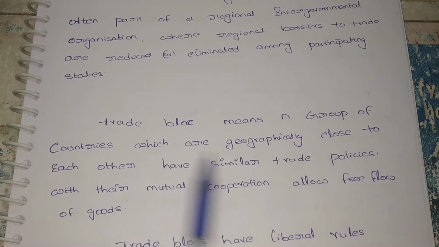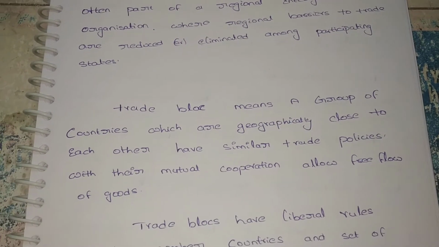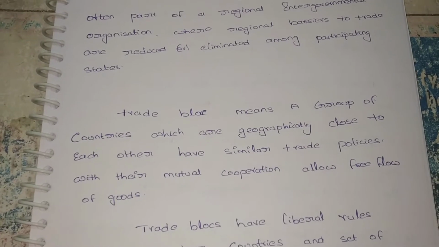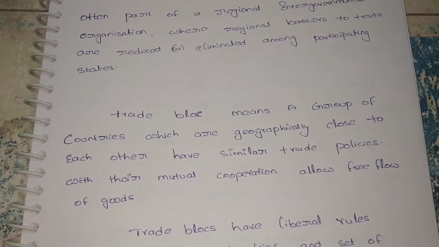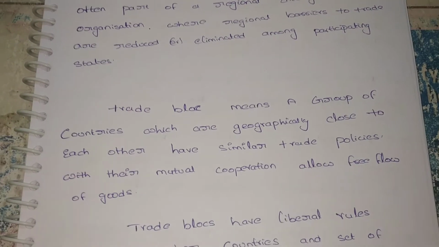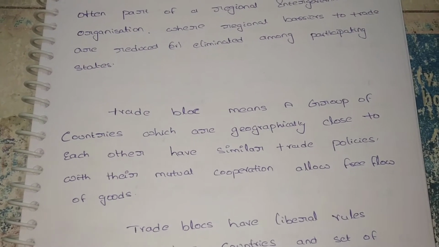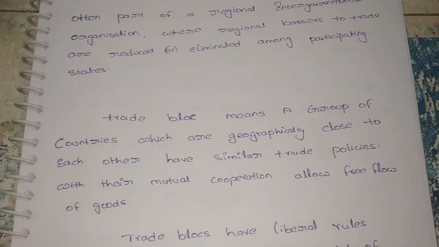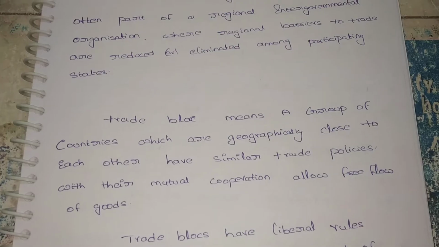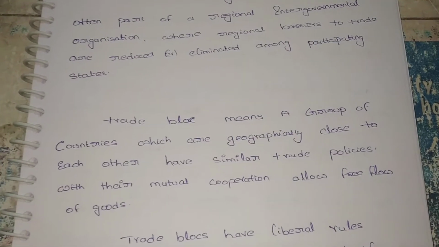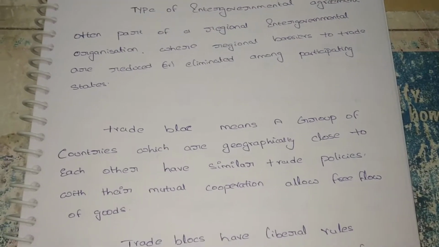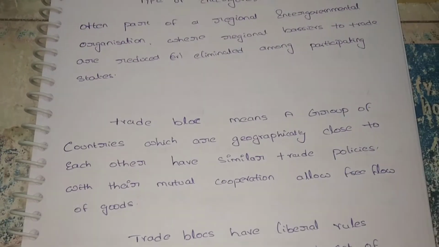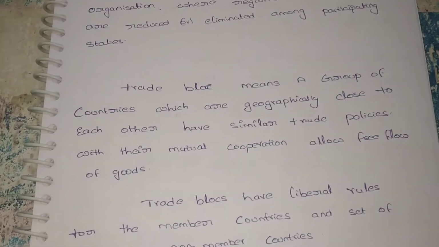A trade bloc means a group of countries which are geographically close to each other and have similar trade policies, and through mutual cooperation allow free flow of goods. Mutual cooperation means they come together, discuss, and prepare some restrictions. Based on these, the free flow follows a mutual agreement. All countries must agree to this agreement. Only then can we say there is mutual consent.